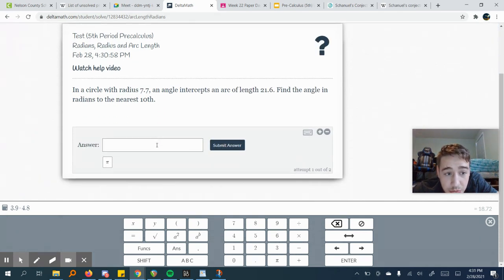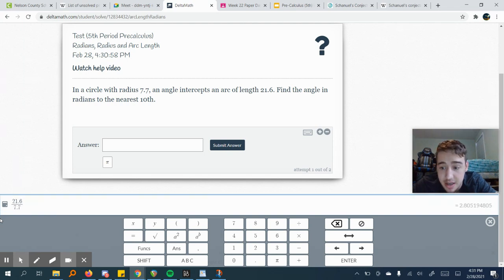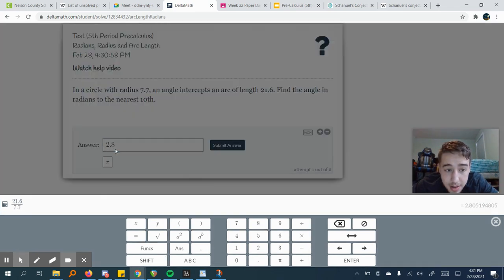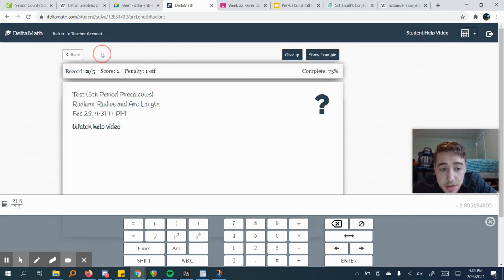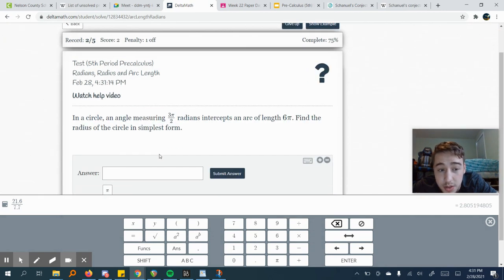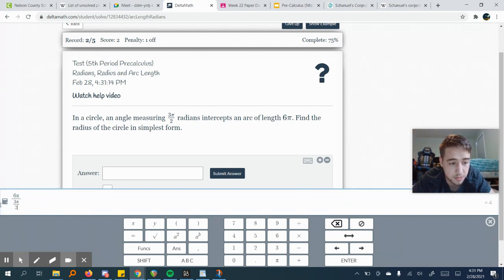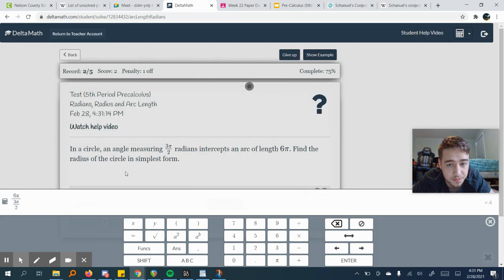So here, we want the angle in radians, and we have the arc length and the radius. So 21.6 divided by the radius is 2.8 radians, and we're done. For this one, we want the radius in simplest form, so divide the arc length by the angle measure in radians. The pi's cancel. We end up with 4 is our radius.